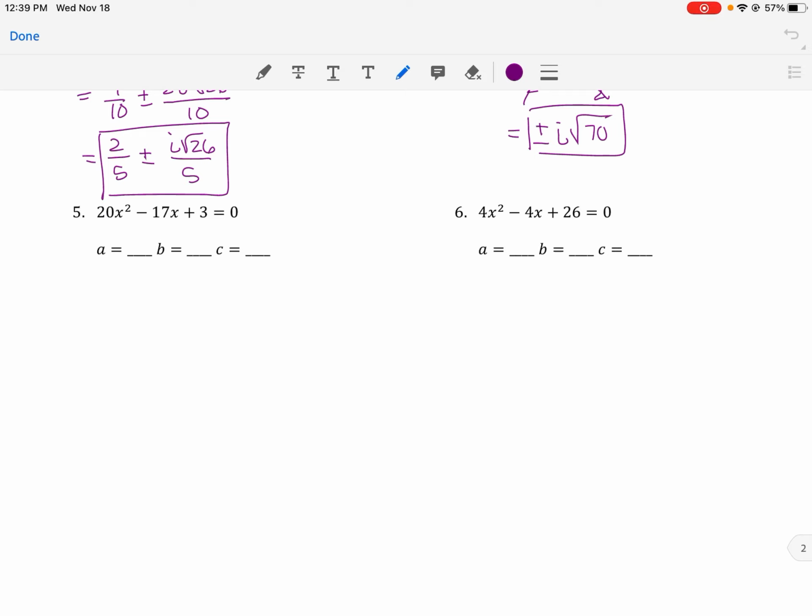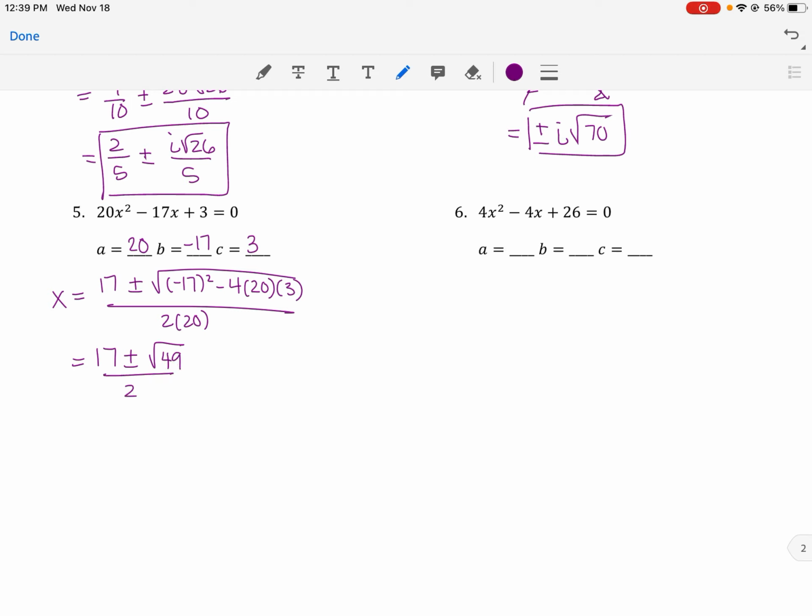These are both already set equal to 0, so you get 20, you get negative 17, you get a 3. So x equals a positive 17 plus or minus the square root of negative 17 squared minus 4 times 20 times 3, all over 2 times 20. So we have 17 plus or minus the square root of 49, all over 20. So we get 17 plus or minus the square root of 49, which is 7, all over 20.